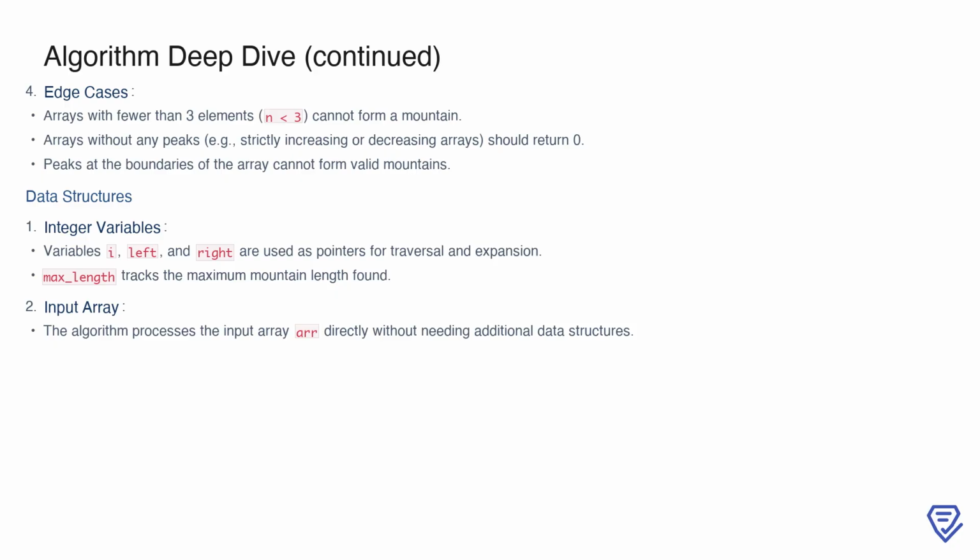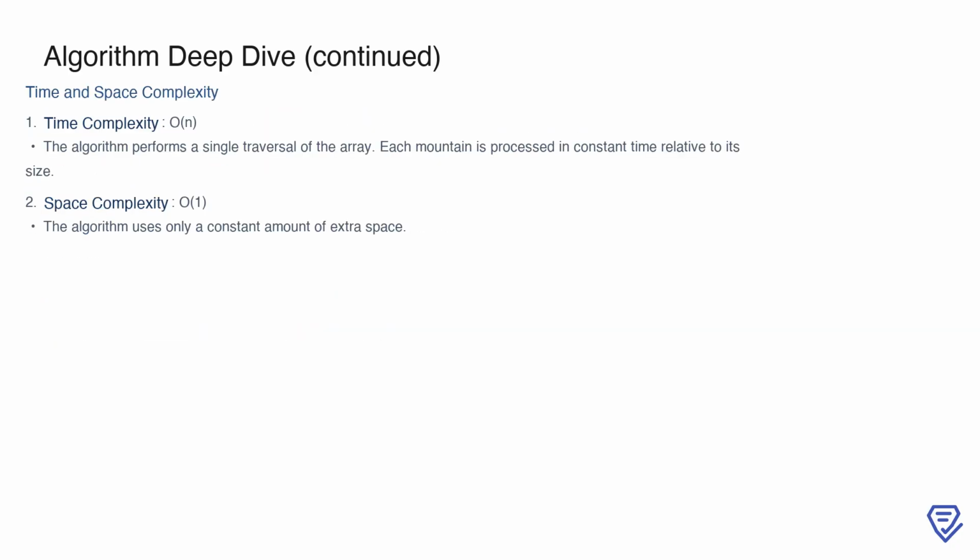This simplicity contributes to the efficiency of the solution. The algorithm is highly efficient, with a time complexity of O(n). This is because the algorithm involves a single traversal of the array, and each mountain is processed in constant time relative to its size. By skipping processed mountains, we avoid unnecessary iterations, ensuring the traversal remains linear.